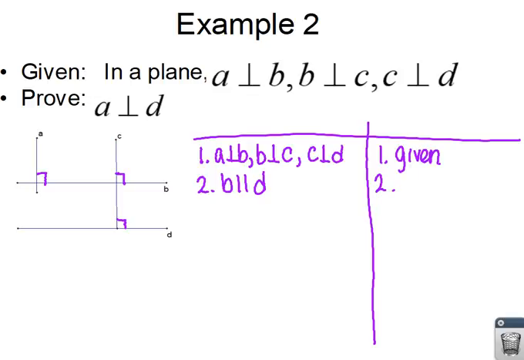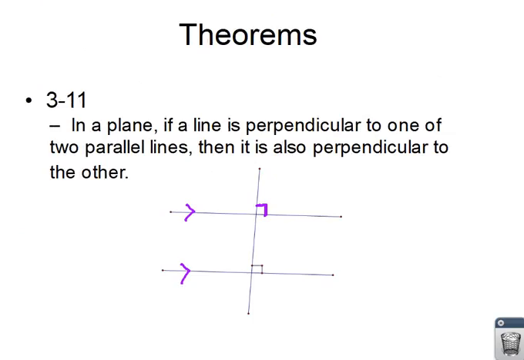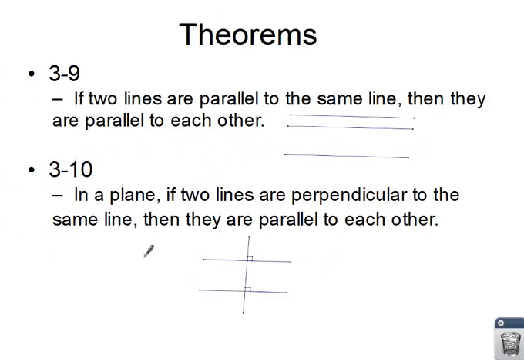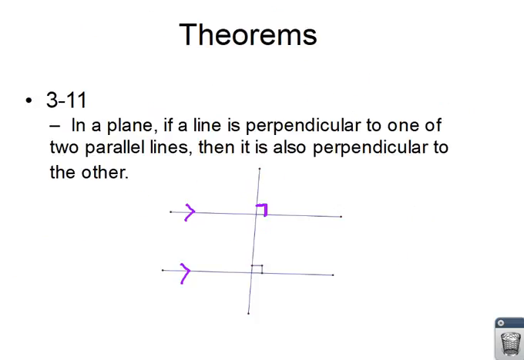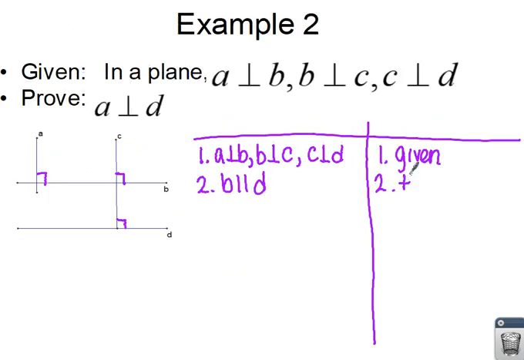Well, let's look back here. Which theorem is this? We don't know they're parallel already, so it's not this one. Let's look at this one. If two lines are perpendicular to the same line, then they are parallel to each other. That's Theorem 3.10. So we'll go back in here and we'll put Theorem 3.10. See how sometimes you have to look back at your notes to figure this out? That does happen. Alright, so we know these lines are parallel now.